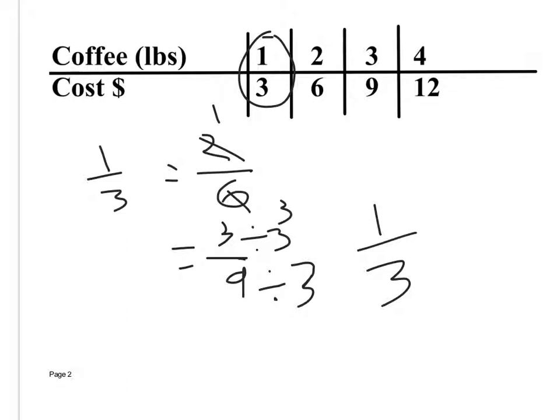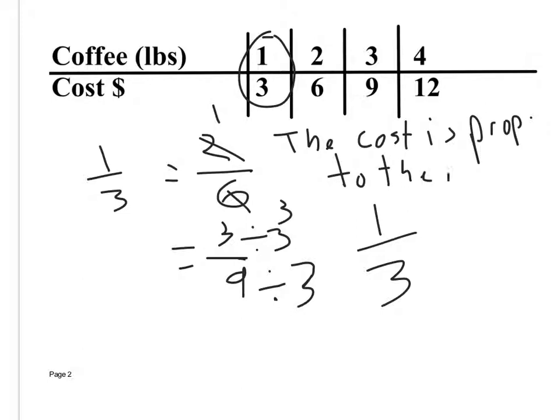And so you need to write a complete sentence that just says the cost is proportional, which I'm going to abbreviate, to the number of pounds.